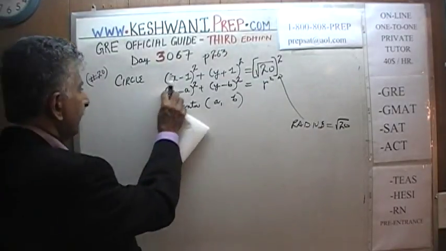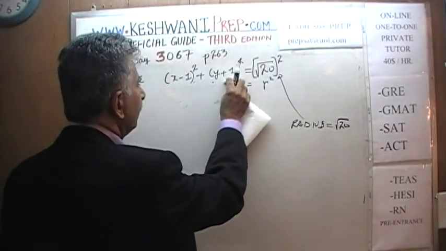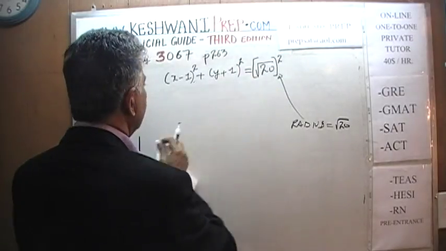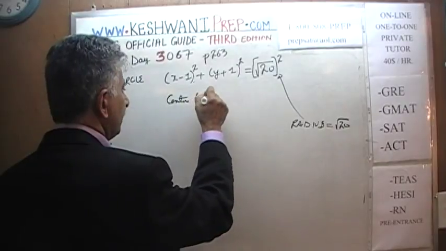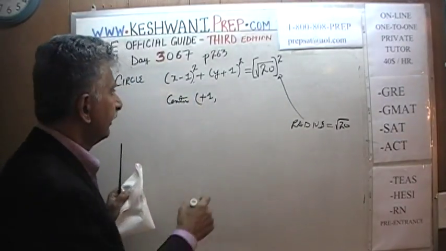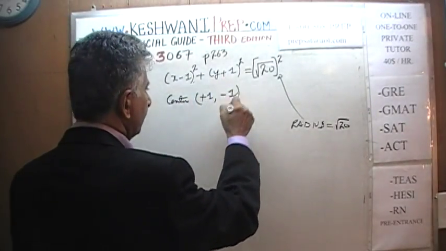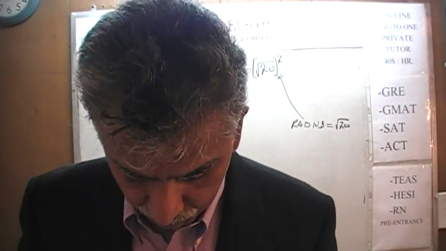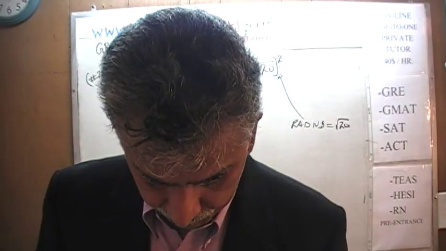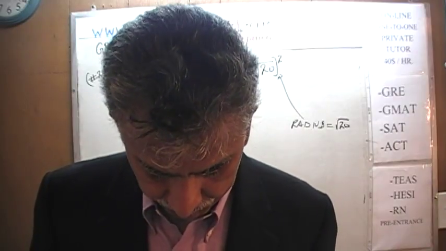What is the center? The center is right here. This is negative 1, so it's going to be positive 1, the x coordinate of the center. This is positive 1, so it's going to be negative 1. So the center of the circle is (1, -1), and the radius is square root of 20.